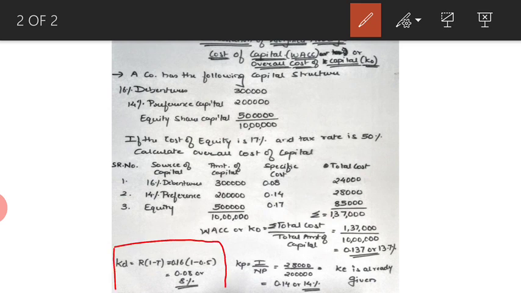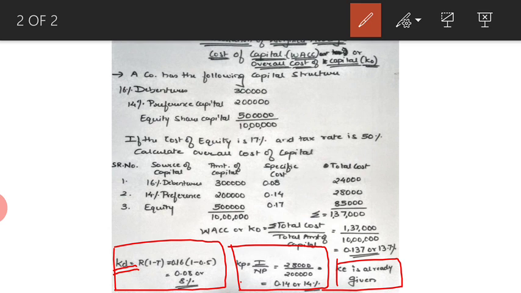We know the formulas. For KD there are 2 formulas, that is KD is equal to R into 1 minus T, or KD is equal to I divided by NP into 1 minus T, or there is another formula for redeemable debentures. In a similar way, we have specific cost formulas for KP and KE also. So using those formulas we have to calculate the specific cost.